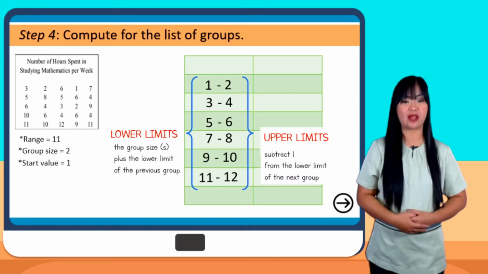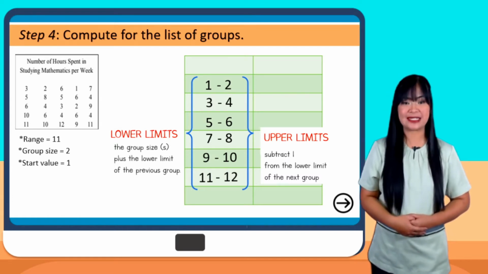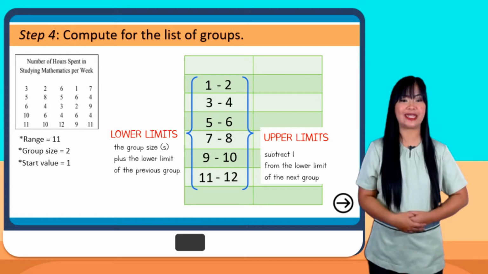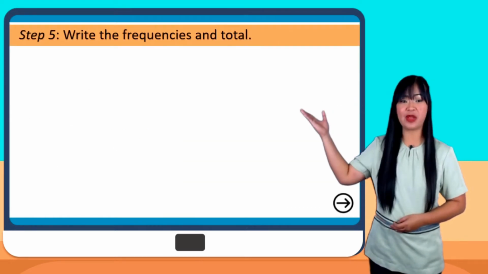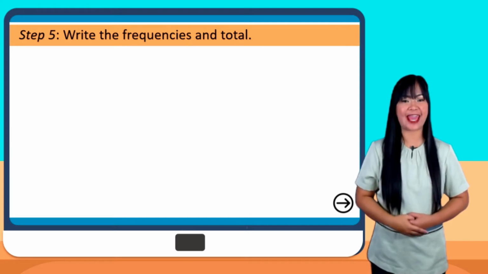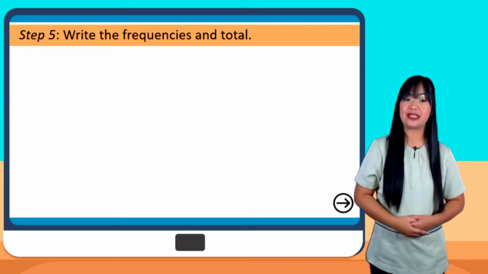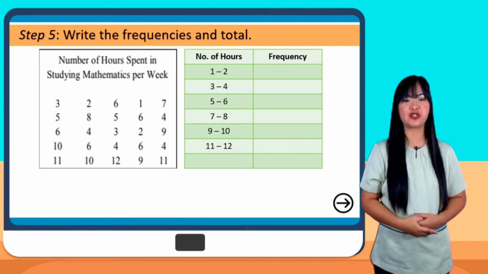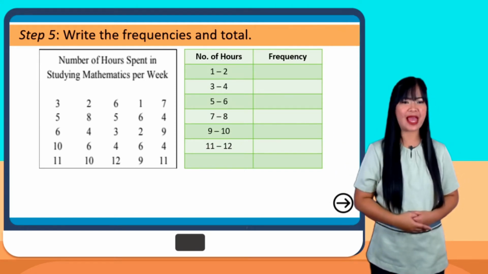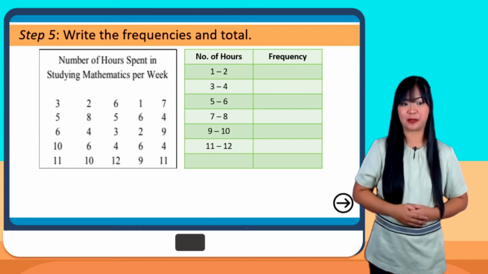These lower limits and upper limits give us the 6 groups that we will use for the next step. Here, in step 5, we will write the frequencies and total. We need the raw data and the table that we prepared containing the 6 groups we computed. Now, how are we going to do that?